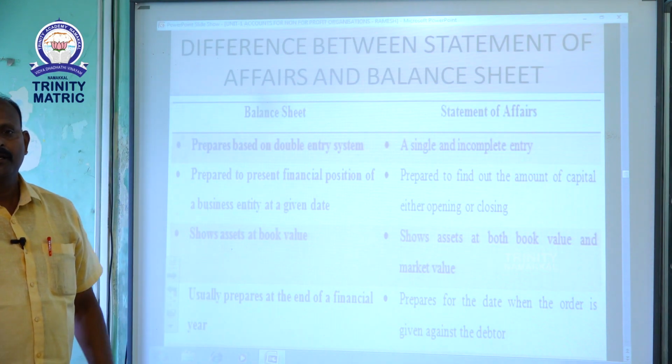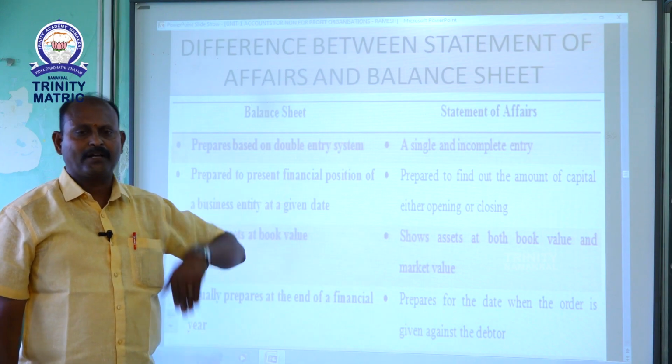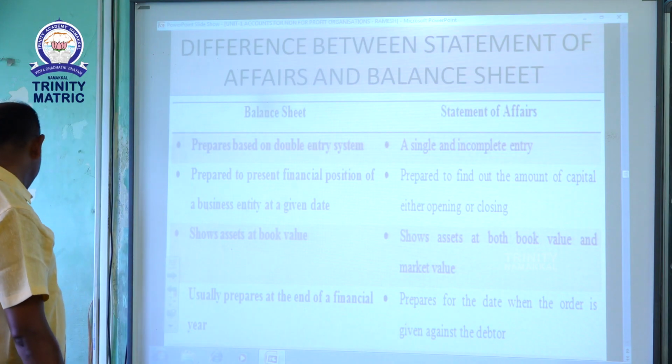Next, the balance sheet is usually prepared at the end of the financial year. The statement of affairs is as per our wish. Whenever you want, on a particular date, we can prepare the statement of affairs.